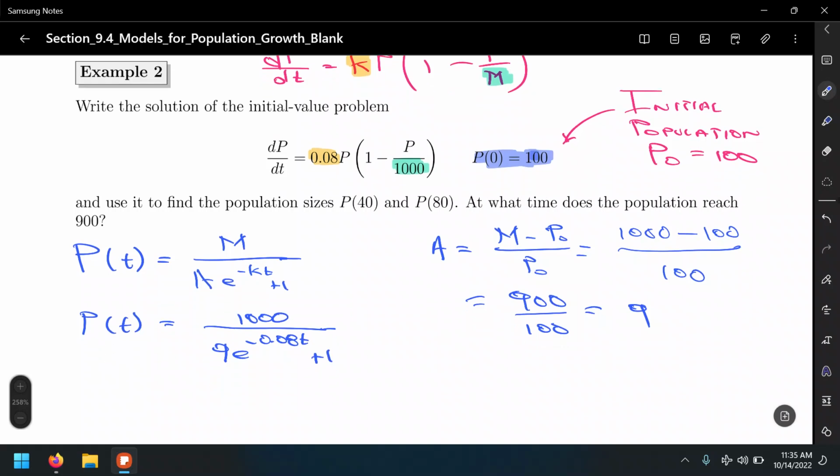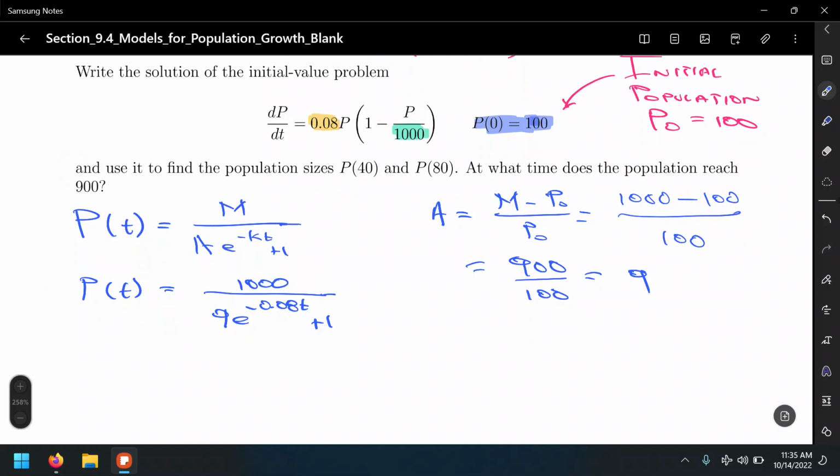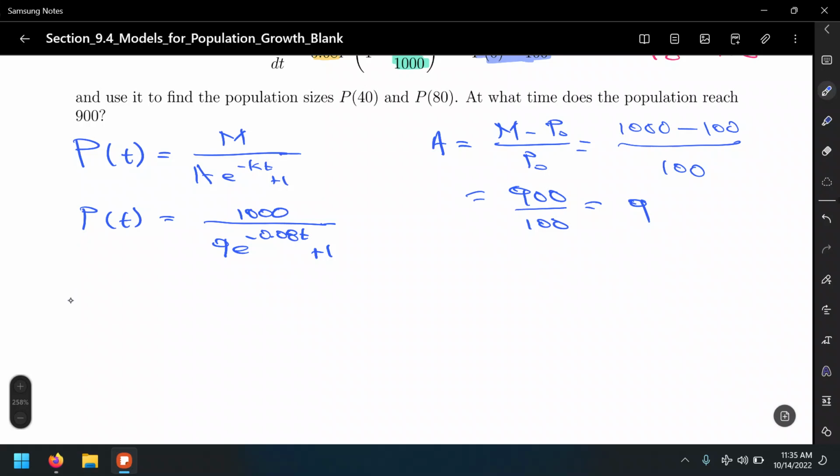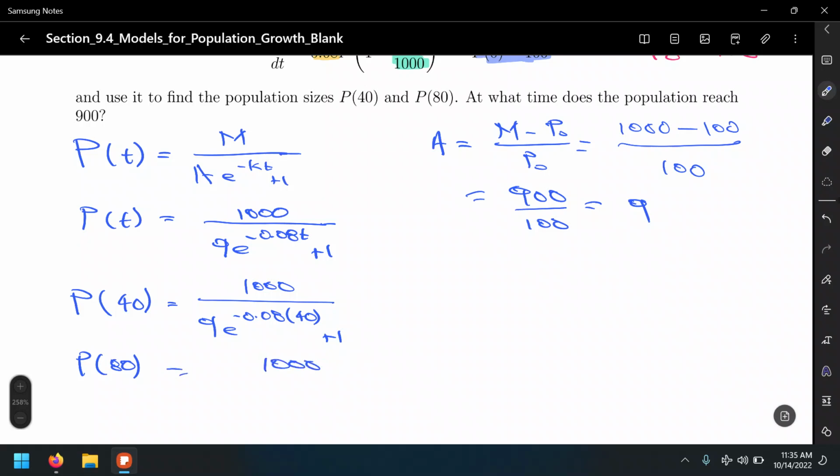All right. So we have a mathematical model only between P and t that we can use to get what they're asking us for. That is the population after 40, well, let's assume it's years, because usually we measure population sizes per year. It doesn't say anything, but let's assume years after 40 years and after 80 years. Essentially, all we have to do is evaluate P of 40 and P of 80. So that's 1,000 divided by 9 e to the negative 0.08 times 40 plus 1, and 1,000 divided by 9 e to the negative 0.08 times 80 plus 1.